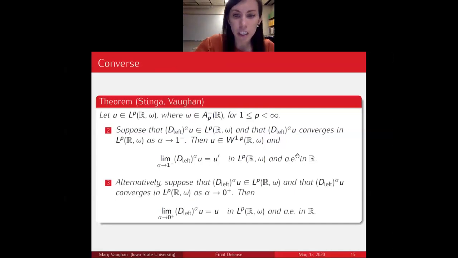Similarly, if we this time assume that it converges as alpha goes to 0, then it converges to exactly what we expect. It converges to the function u, where we can take that limit in weighted LP as well as almost everywhere.